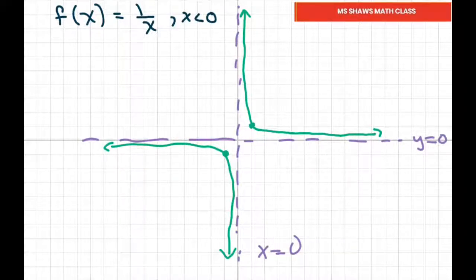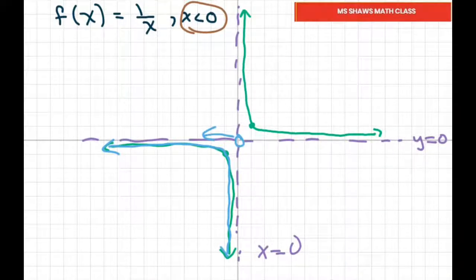Now in our problem, we have just where x is negative. So where x is negative, it's just going to be this portion right in here. So we won't be using the rest. What we're doing is looking at what the graph looks like on the left side of 0. Alright, so let's go ahead and graph it.